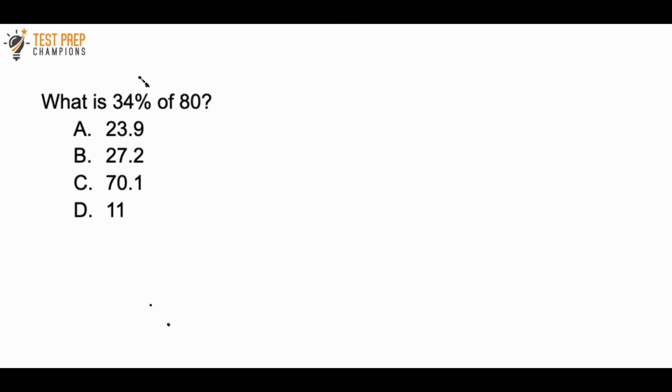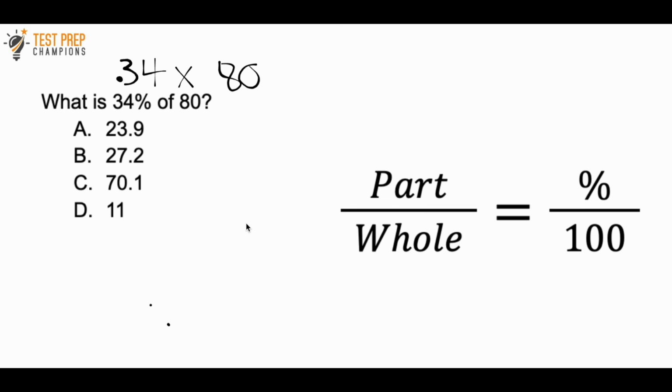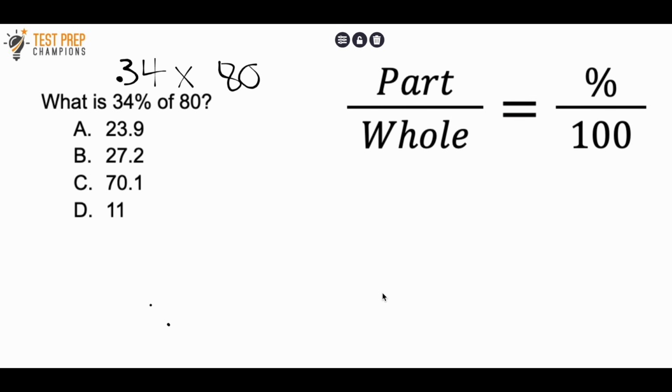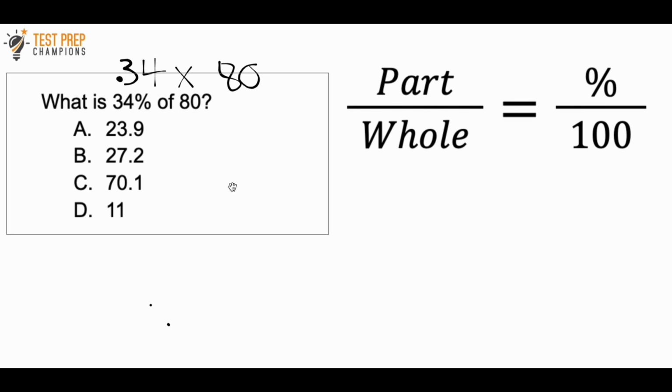So the fastest way to do this is to recognize that 34% as a decimal is 0.34, and then you would do 0.34 times 80 to get the answer. So that's one way to do this. And another way to do it is to use this formula here. And it's up to you to decide for yourself if you want to use this formula or if you want to just recognize that 34% is 0.34.